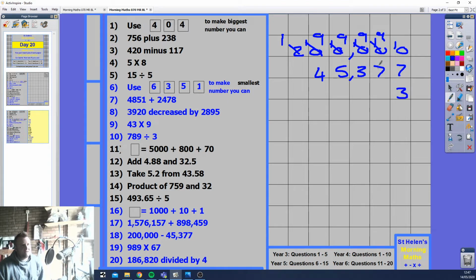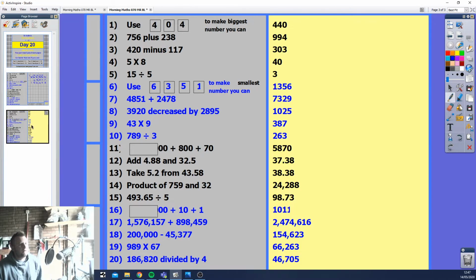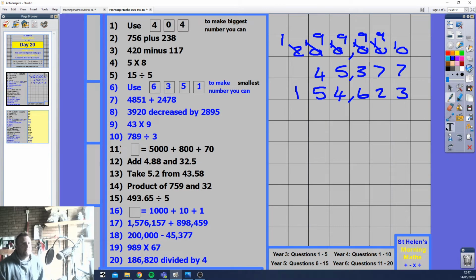10 minus 7 is 3. 9 minus 7 is 2. 9 minus 3 is 6. 9 minus 5 is 4. 9 minus 4 is 5. And 1 minus nothing is 1. So I've got 154623. 154623. Great.